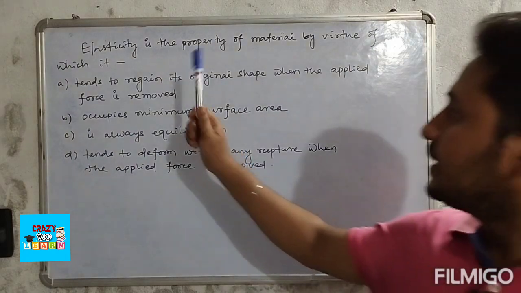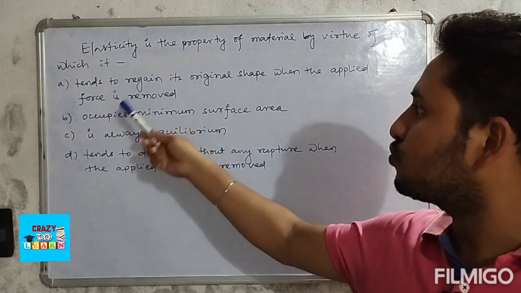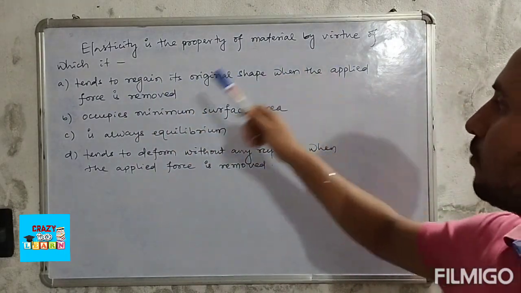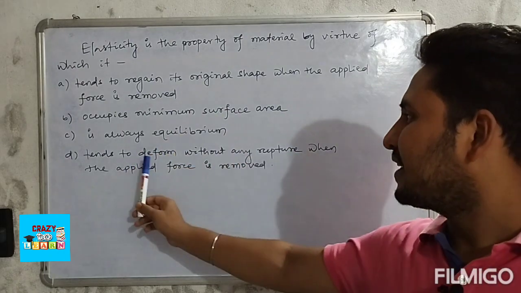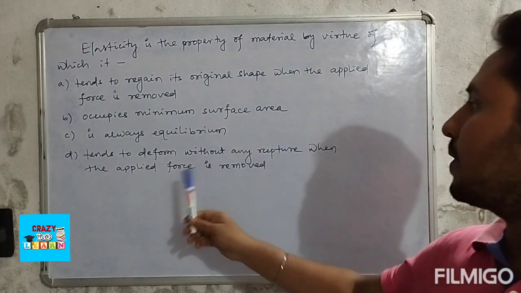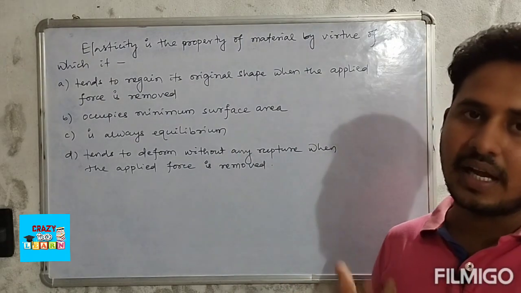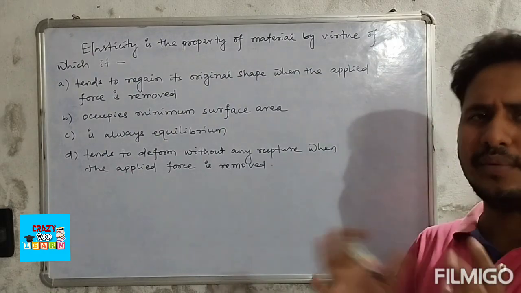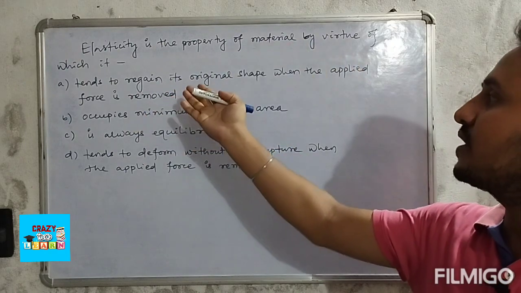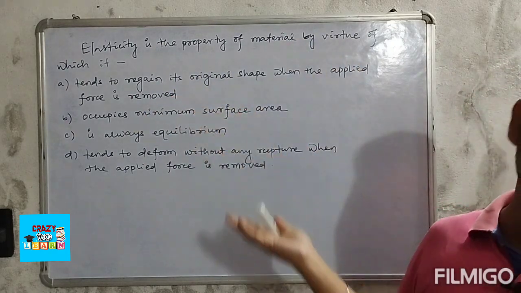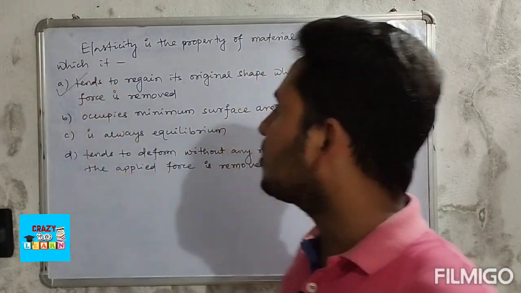Next question is, elasticity is the property of material by virtue of which it tends to regain its original shape when the applied force is removed, occupies minimum surface area, is always equilibrium, tends to deform without any rupture when the applied force is removed. So we know the direct definition of elasticity is in most textbooks. The same definition is written like this: elasticity is the property of material by virtue of which it tends to regain its original shape when the applied force is removed. So by the definition we directly know option A is the correct one.